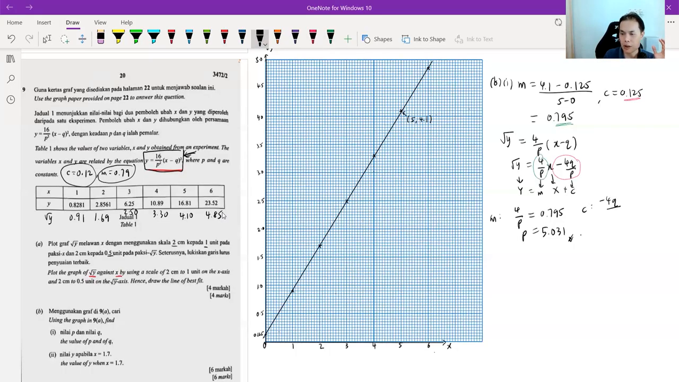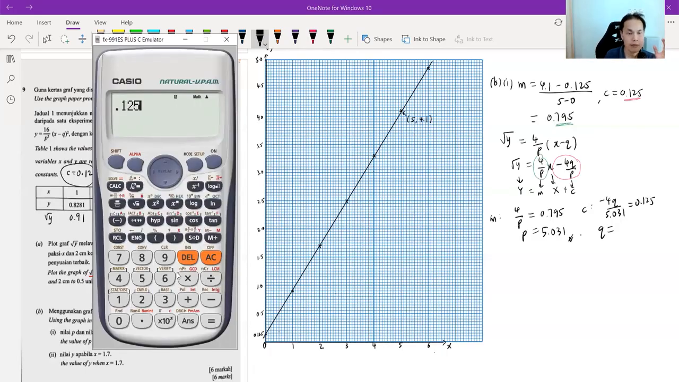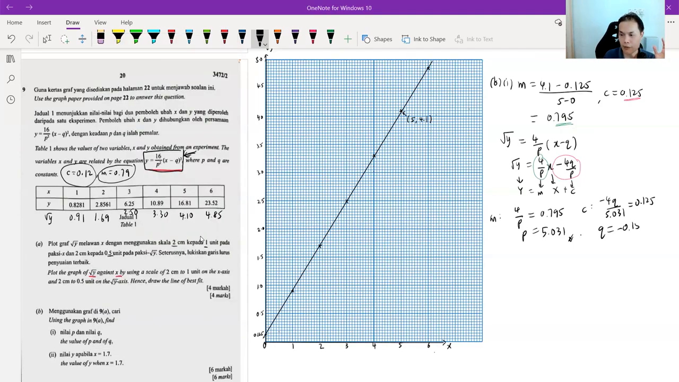4q over p. So since my p is 5.031, I'm going to sub inside. This is 0.125. I want to find my Q. Let's multiply over 0.125. I multiply with 5.031 and I divide by -4. My answer is, not a nice number, negative 0.1572. Yeah, it is negative 0.1572. Okay, I got my P, I got my Q.